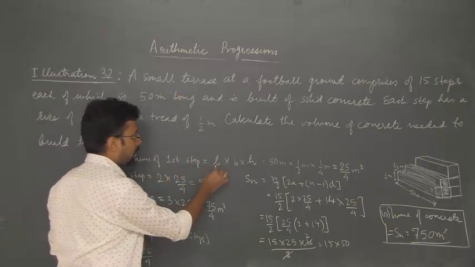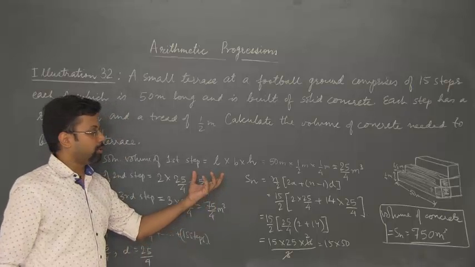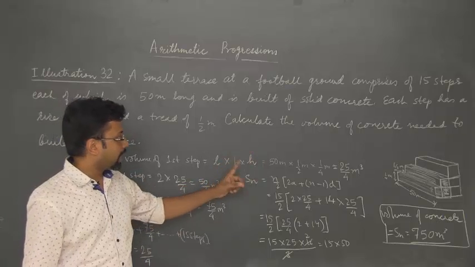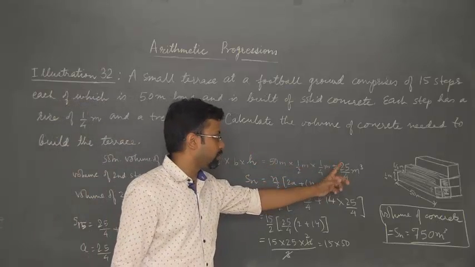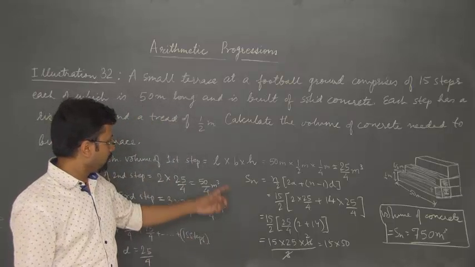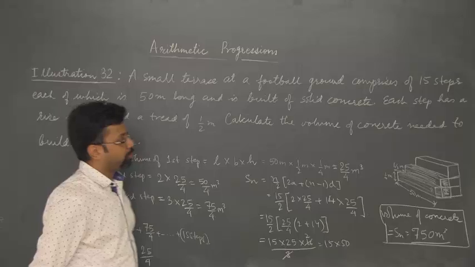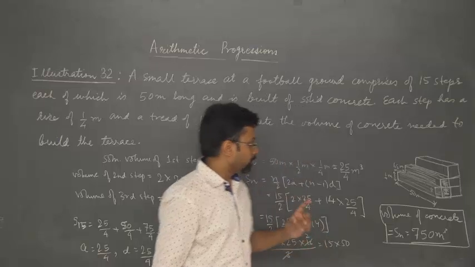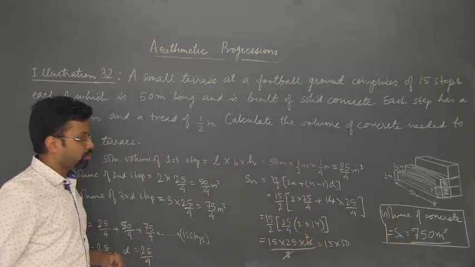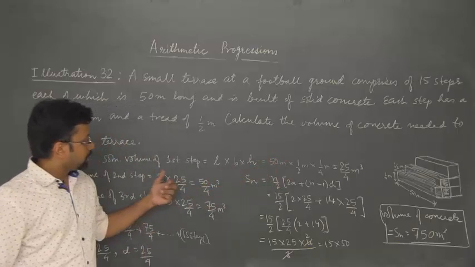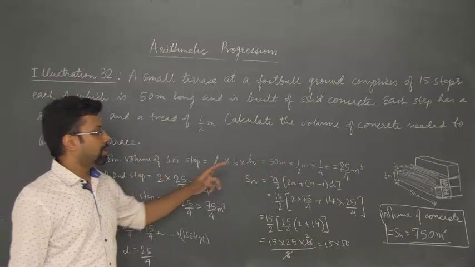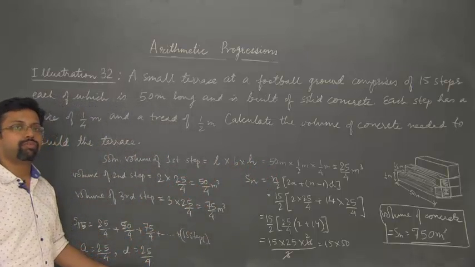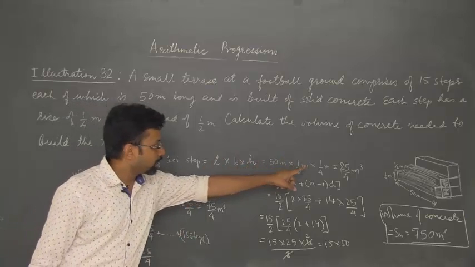Volume of the first step will be L into B into H, which is the volume of the cuboid. We have length as 50 meters, the breadth as half meter, and the height is 1 by 4 meter for each step. So we have the volume of each step as 25 by 4. For the second step it becomes 2 into 25 by 4 because, as I said, there are 2 similar slabs that will make up this step. For the third step we have 3 into 25 by 4 and so on. And we observe that the volume of each step would form an arithmetic progression with a common difference equal to 25 by 4 and the first term being equal to 25 by 4.